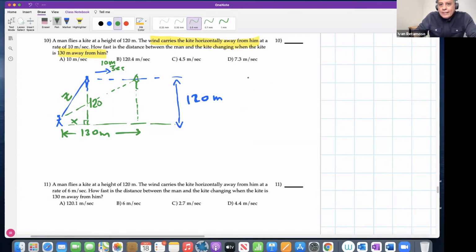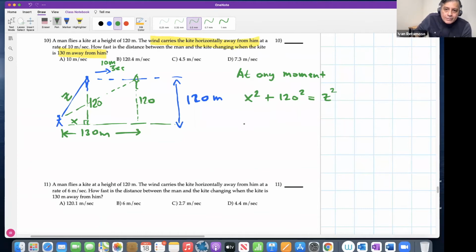So now, at any moment, look, this will be Z, this will be X, and Y will be 120. So what is going to be true is that X squared plus Y squared, but Y is a constant, 120 squared, equals Z squared, the distance between the man and the kite. This is our equation between X and Z. Now we want the relationship between the derivatives. Not a problem, just take derivatives with respect to time of both sides of the equation.